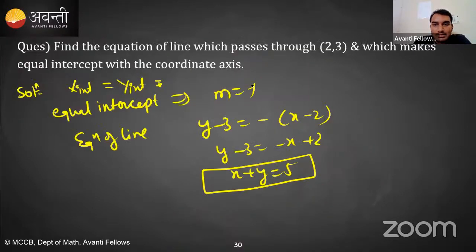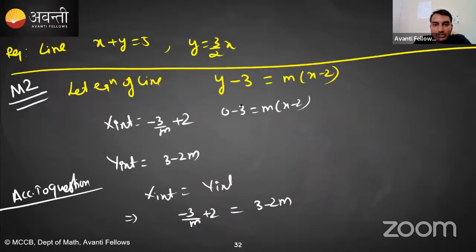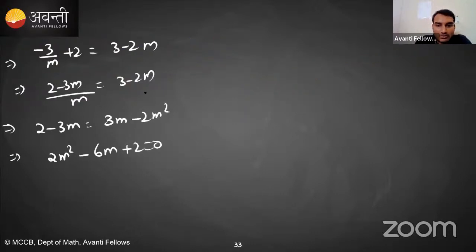Line is passing through 2,3. So y minus 3 is equal to slope times x minus 2. What is the x intercept? Put y equal to 0: 2 minus 3 by m. Y intercept, put x equal to 0: 3 minus 2m. So minus 3 by m plus 2 is equal to 3 minus 2m. So 2m minus 3 upon m is 2m minus 3 is 3m minus 2m.